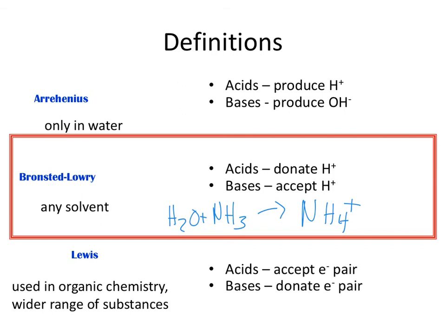Lewis acids and bases are used a lot in organic chemistry. They work with a wide variety of substances. And in here, just like with Lewis structures, we're looking at electrons. So Lewis acids accept an electron pair, and Lewis bases donate an electron pair. We don't use that one very much. But if you go on and take organic chemistry, you will follow electron pairs all around.